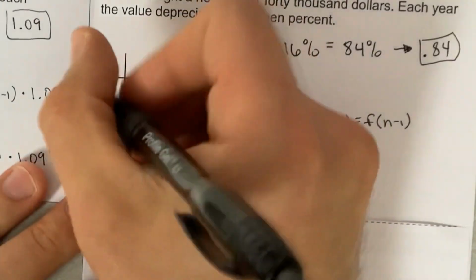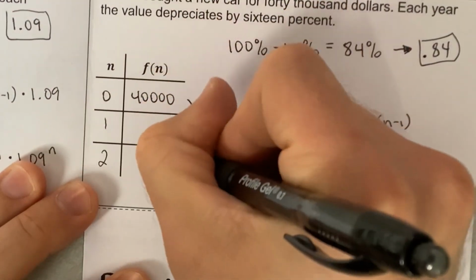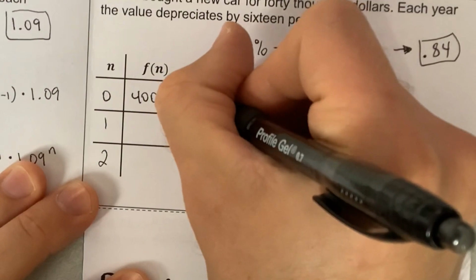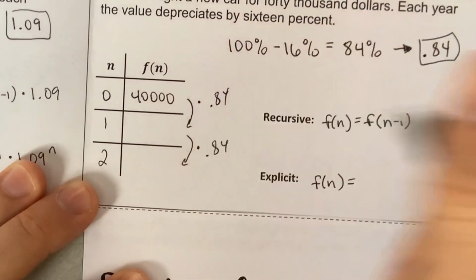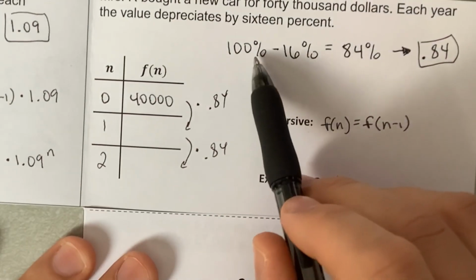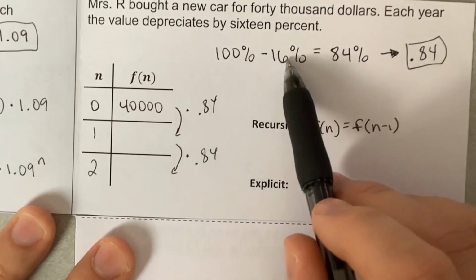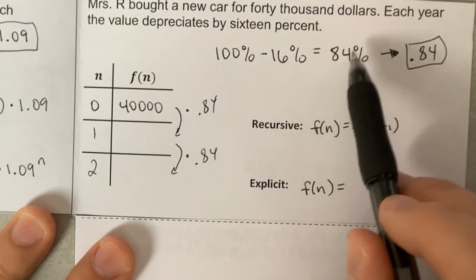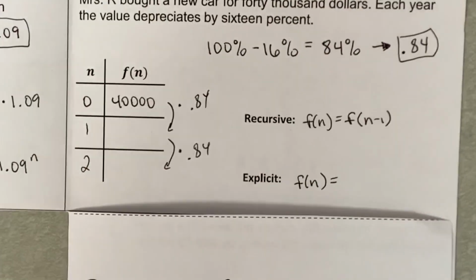So when I build this table, every time I go down a month, I'm going to be multiplying by 0.84. And again, that's just because it depreciates, so we're subtracting from our original cost of the car. So we're losing a percent each month, so only 84% of that. That's why it's going down. And now, I'm gonna go ahead and do this.